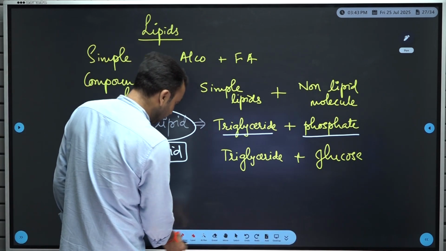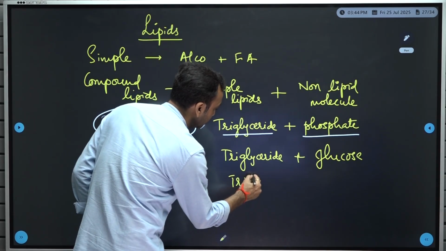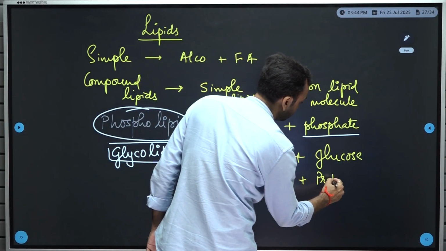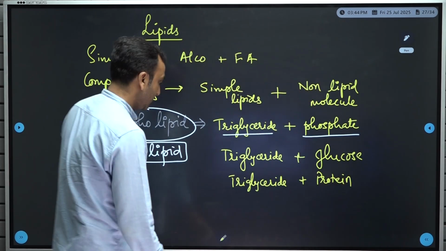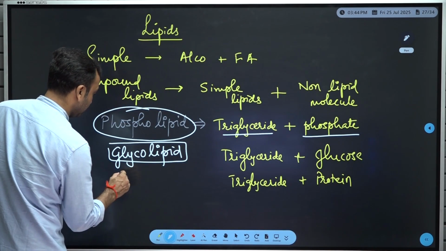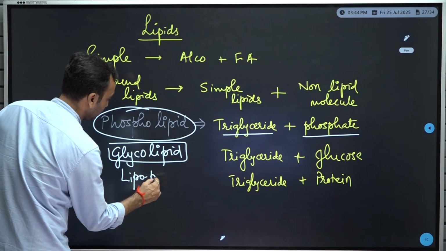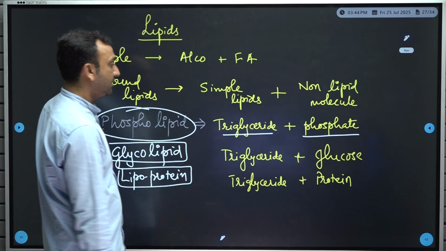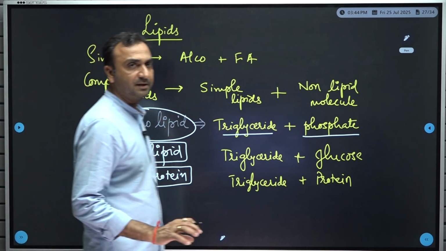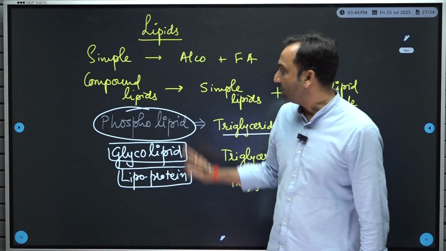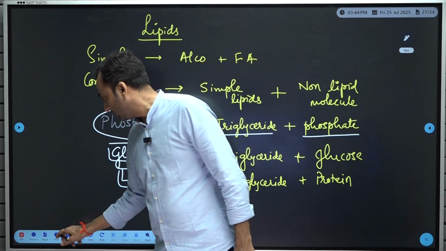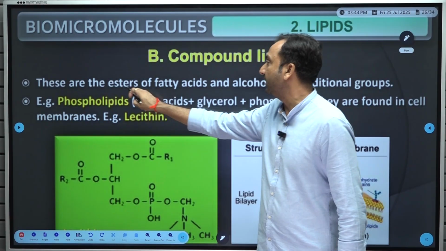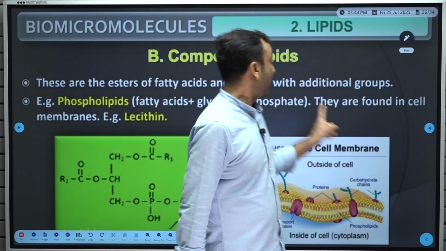Okay. If I keep triglyceride and combine it with protein, now it is called lipoprotein. So these three are the classic examples of compound lipid. Now amongst these only phospholipid is given. So there are the ester of fatty acid and alcohol with additional group.